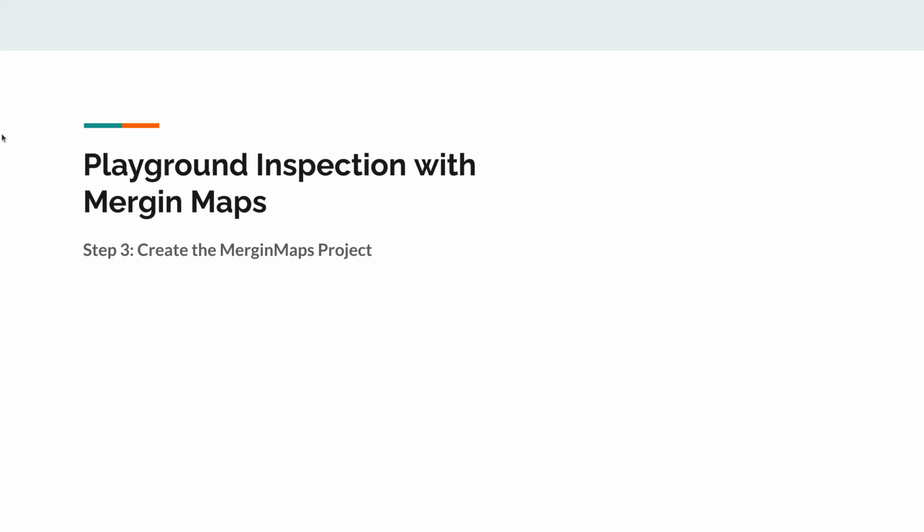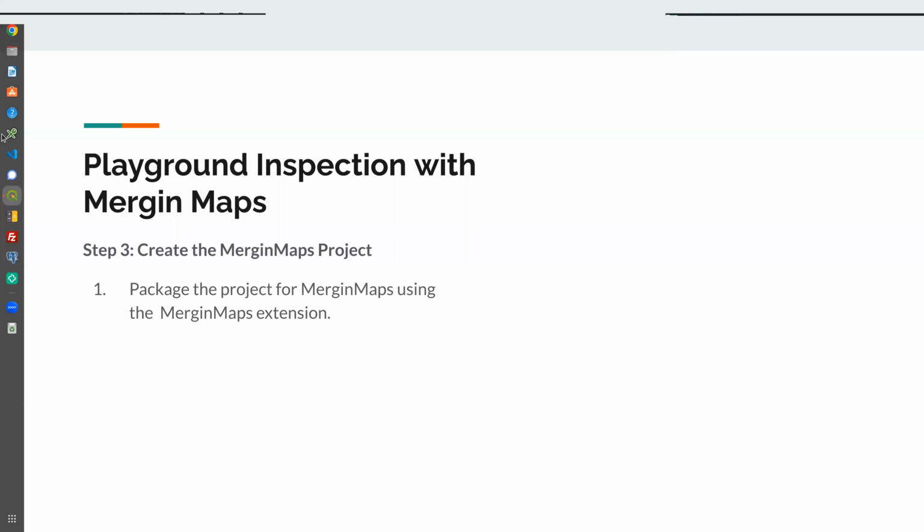Now, step 3 is create the MerginMaps project. So I had to package the project for MerginMaps using the MerginMaps extension. It's really quite easy, as it exists right here. It allows you to simply press this button. I don't want to do it in this project, but it allows us to create a new project or save an existing project to MerginMaps. And I did a sync of the application to MerginMaps, and then I could sync it to mobile, and then survey, and the world is a happy place, and we collect a whole bunch of data.